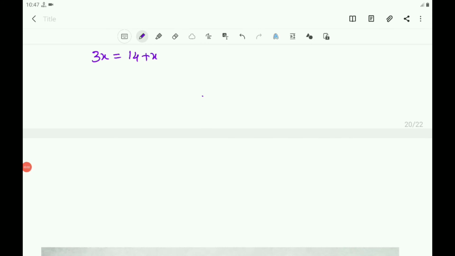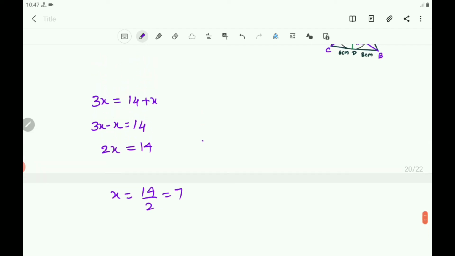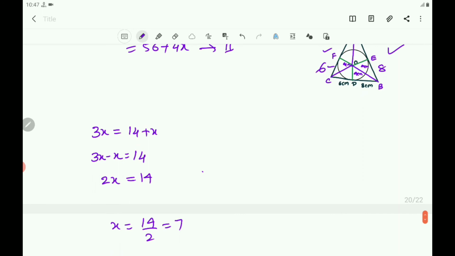So you got 3x equals 14 plus x, then 3x minus x equals 14. 3x minus x is 2x equals 14. Then you got x equals 14 by 2 equals 7. x equals 14 by 2, 7. Then these are the sides here.